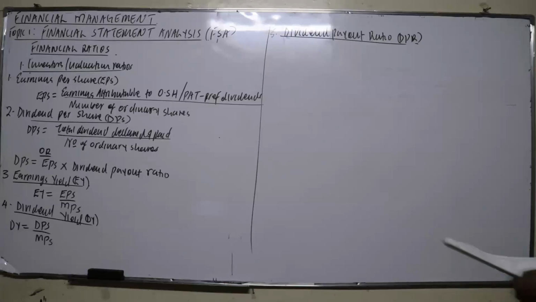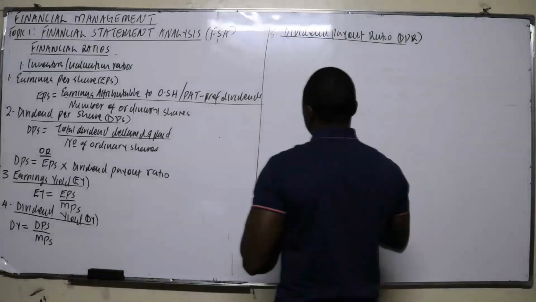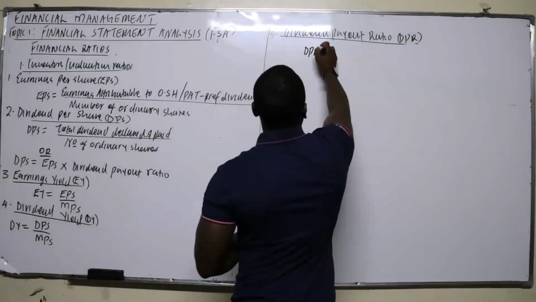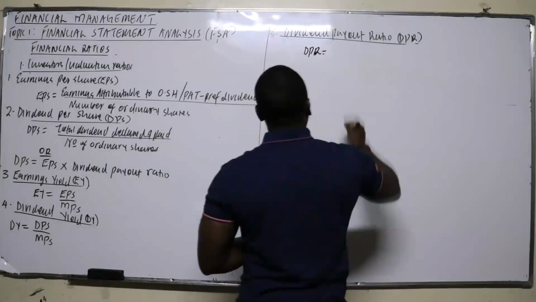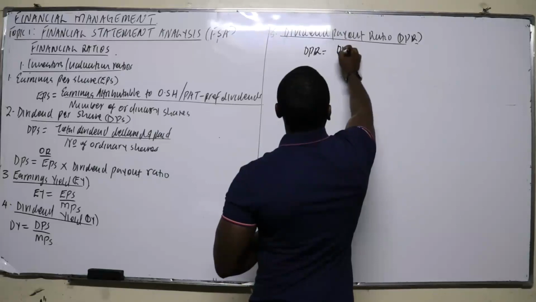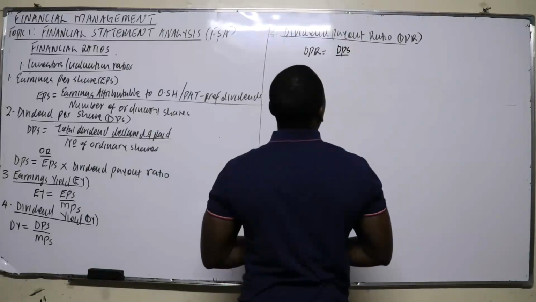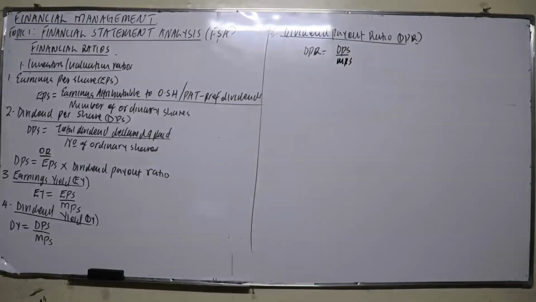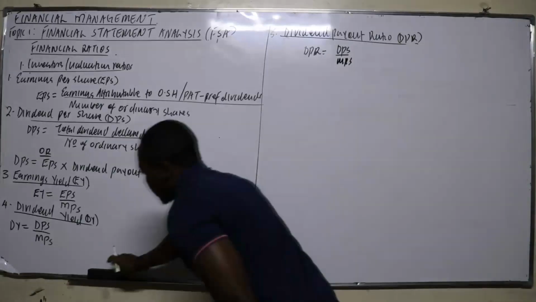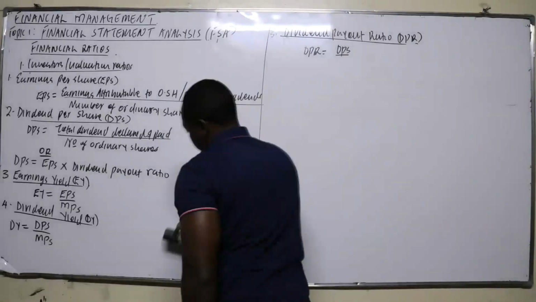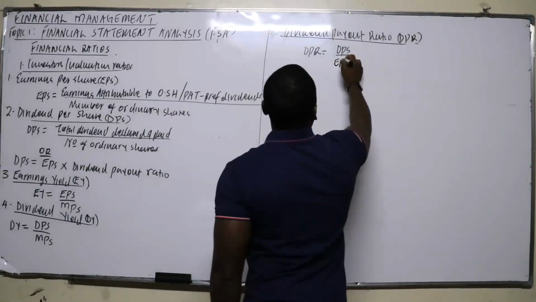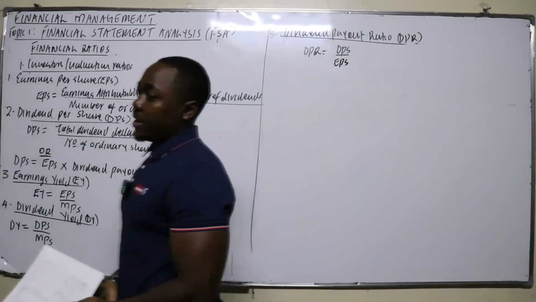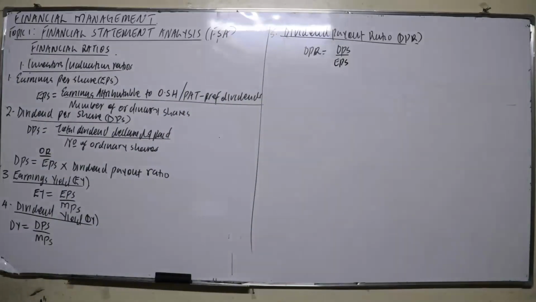Good. It's computed as follows. So how do we get the dividend payout ratio? To get the dividend payout ratio, just take the dividend per share over the market price per share. So not the market price, but the earnings per share. Sorry. Dividend per share over earnings per share. Yeah, that's what we call the dividend payout ratio.